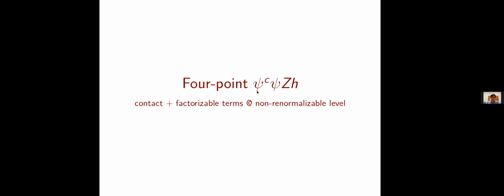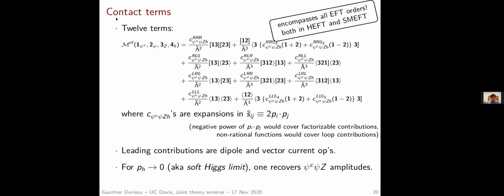If there are no questions, let me describe this specific 4-point amplitude with two fermions, Z and Higgs. Again, this should involve contact terms and factorizable terms, and we again perform everything at the non-renormalizable level. So first, the contact terms. You can see that there are 12 of them. It's somewhat non-trivial to see that and see that there are no additional contact terms, but that's the result, those 12 terms.